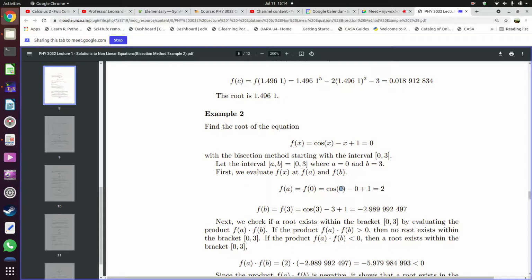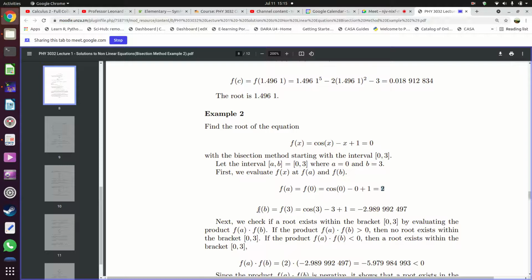It's clear. Yes. So, with your angle set in radians, with your calculator set to accept angles in radians, you type cos 0 minus 0 plus 1. So, cos 0, we know cos 0 is 1. Minus 0 plus 1, this gives you 2. So, f of A is 2.